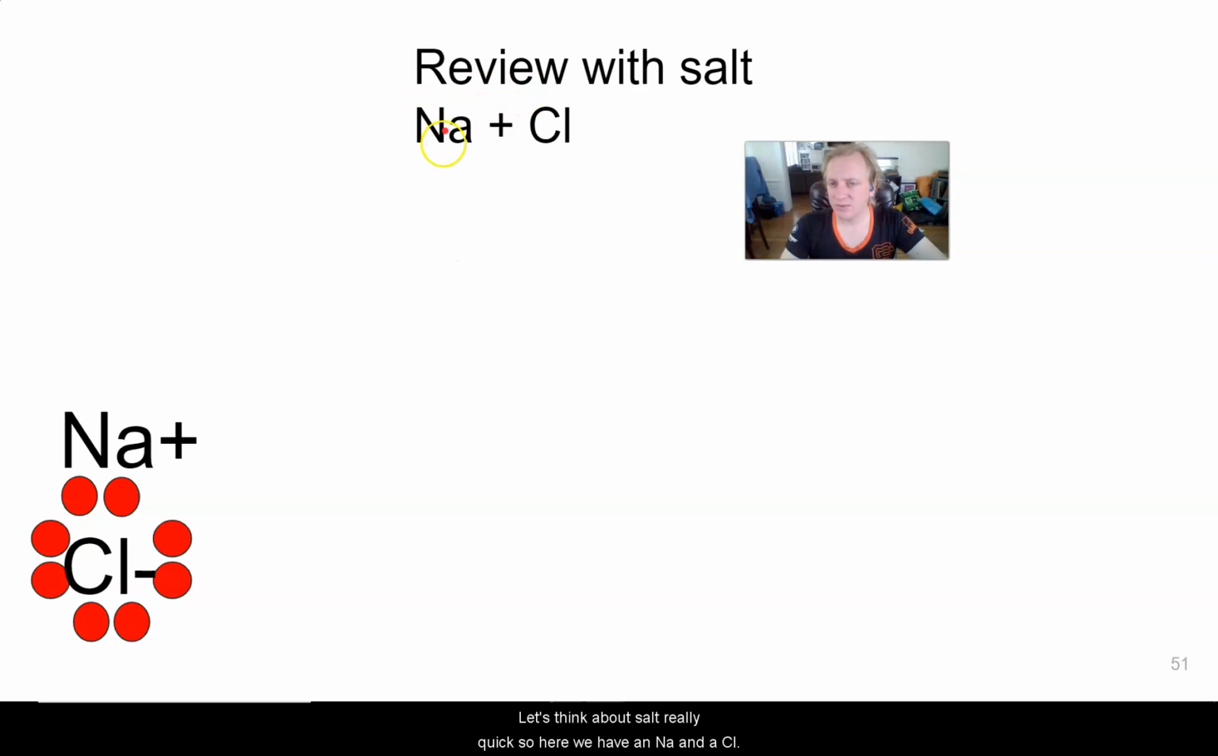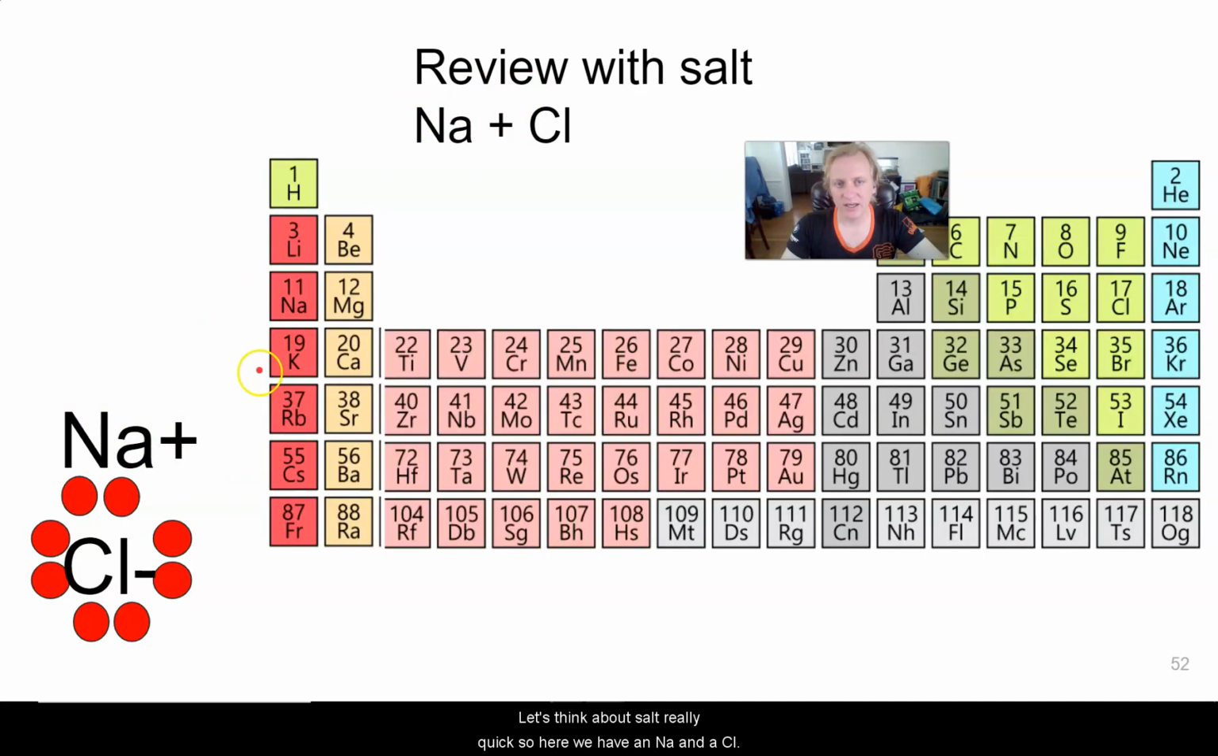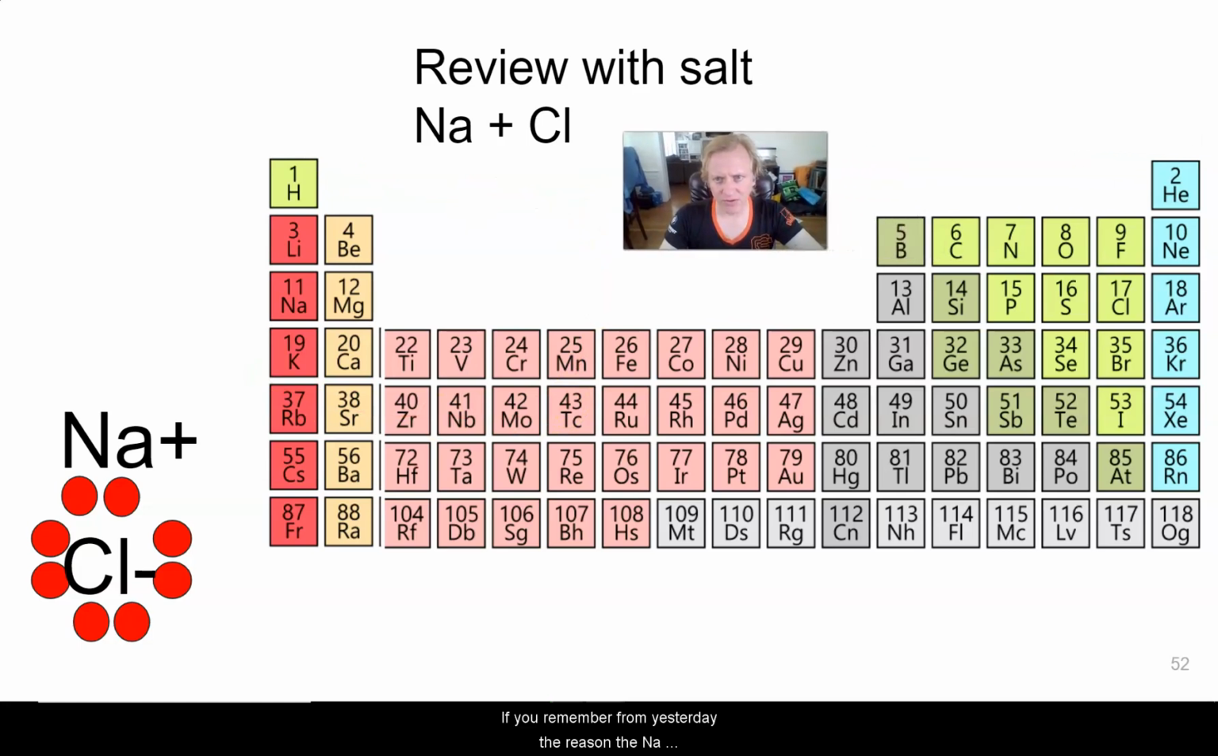So let's think about salt really quick. So here we have an Na and a Cl. And if you remember from yesterday, the reason that Na and Cl got together is because Na has one valence electron. Actually, everything in this group has one electron in its outermost shell. And so you can actually group these things. So everything in this group has similar properties. These are called the alkaline metals. Everything in this column has similar properties. These are called alkaline earth metals, okay?